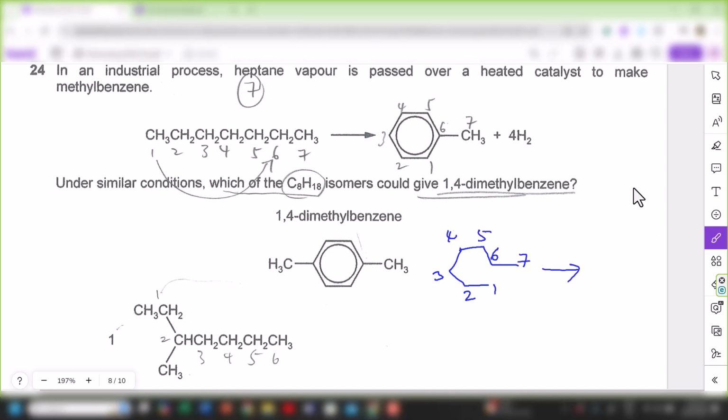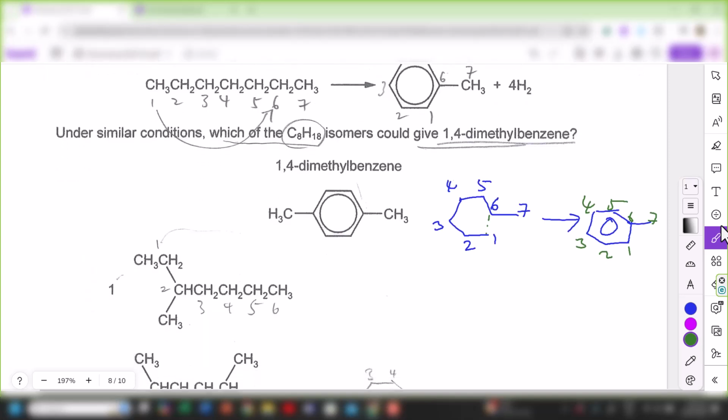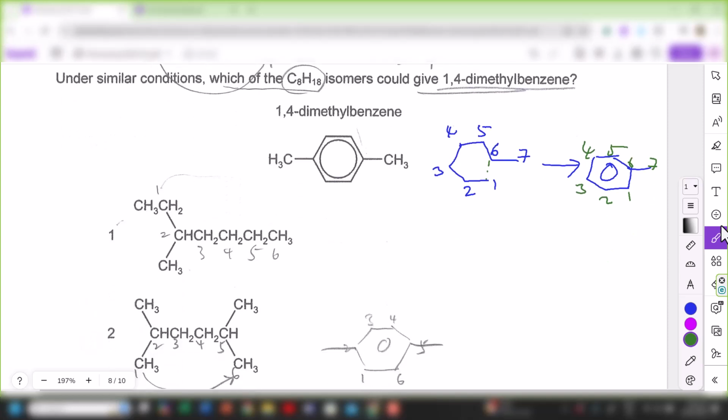Okay, and then it's going to get methyl benzene. Like this, I'm going to do exactly what the students did. And then of course I form a new double bond here. New bond here. So if I just number, that will be 1, 2, 3, 4, 5, 6, 7. I'm going to use this strategy to help me solve.